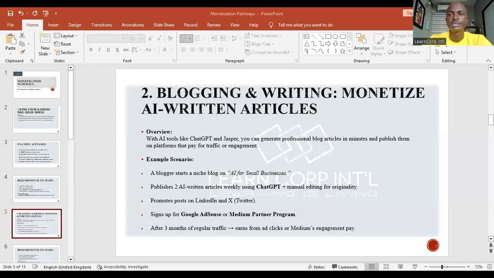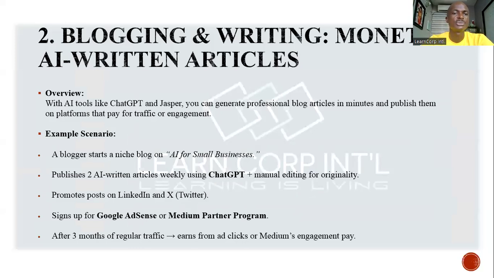All right, so now let's look at the next thing you can do to make money using AI models. Blogging and writing, very key. Using ChatGPT and Jasper, you can generate professional blog articles in minutes and publish them on platforms that pay for traffic or engagement. Very, very true.